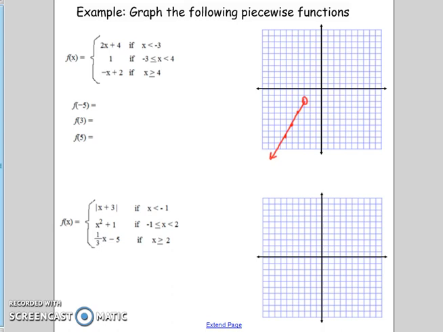Then I want to graph f of x equals 1. So that's just the horizontal line at 1. But we're bounded by -3 and 4. So x has to be greater than or equal to -3. So we're going to start with -3. And that's going to be a closed circle, since it says it includes it.